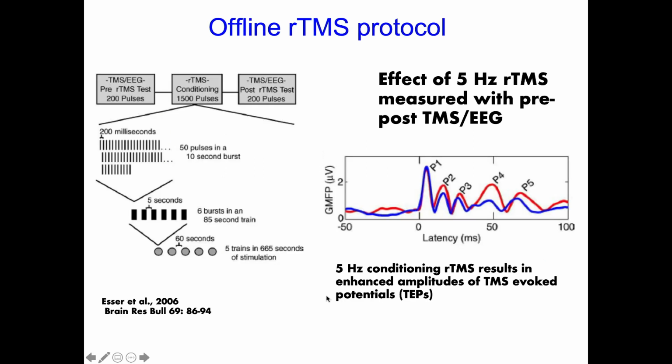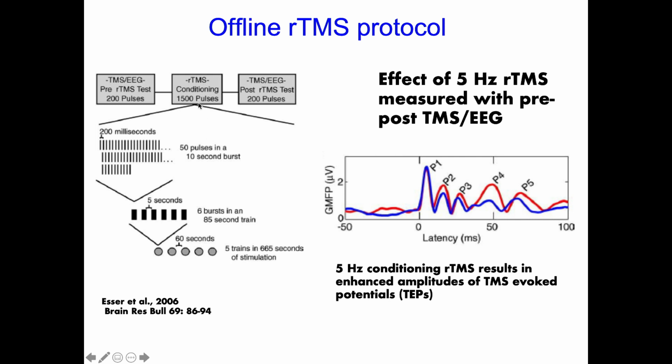Another example of that is, again, a pre-post measure. This time instead of using MEPs, or motor evoked potentials, I'm using TEPs, TMS evoked potentials, and I'm looking at the evoked potentials of the EEG directly in the brain. I do an intervention of stimulation between the pre-post measurements. In this case, it's 5 Hertz stimulation over, I believe, about 15 minutes.